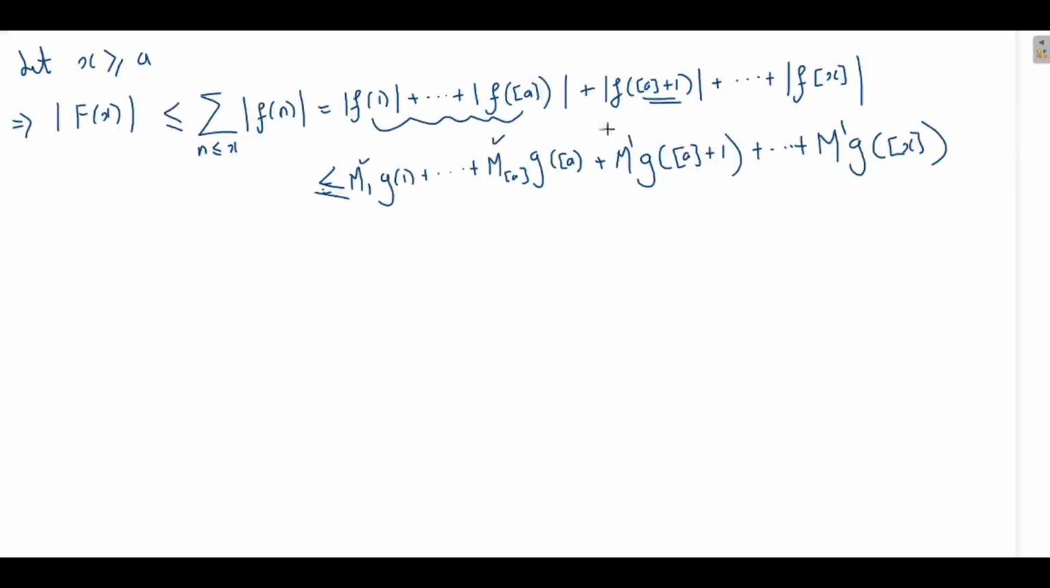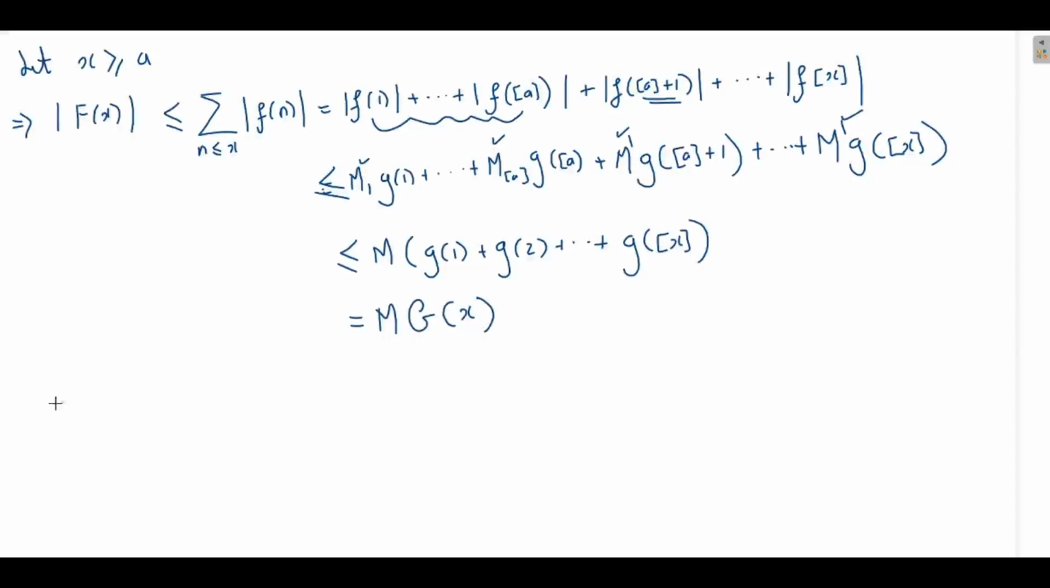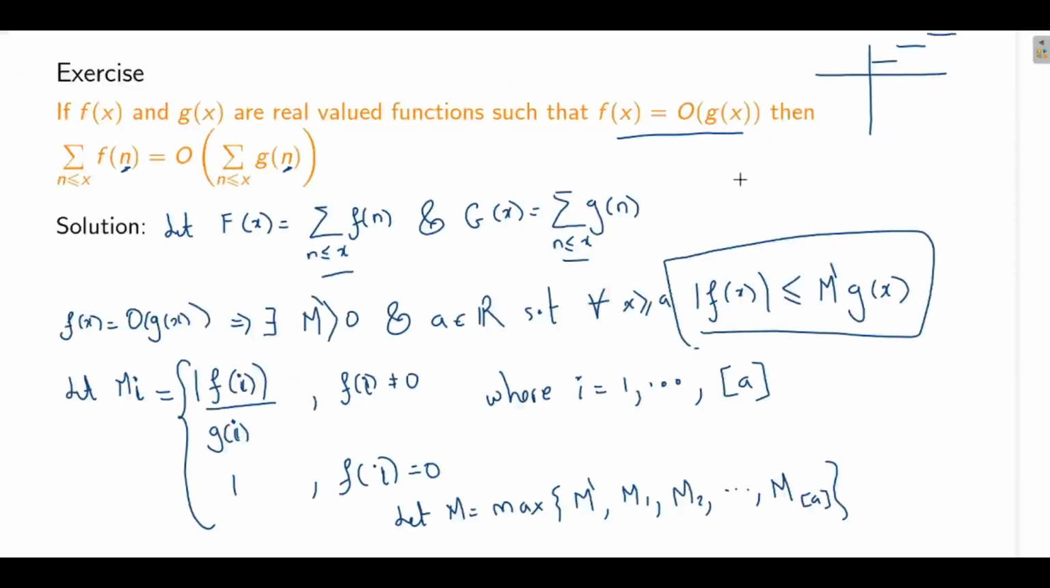But all these m's are less than capital M. So this will be less than or equal to M times g of 1 plus g of 2 plus up to g of greatest integer of a. So you can see here this will be M times capital G of x. Therefore f of x is big O of g of x. This proves our result. So what this says is that if f of x is big O of g of x, then the summation over n less than or equal to x of f of n will be big O of the summation over n less than or equal to x of g of n.